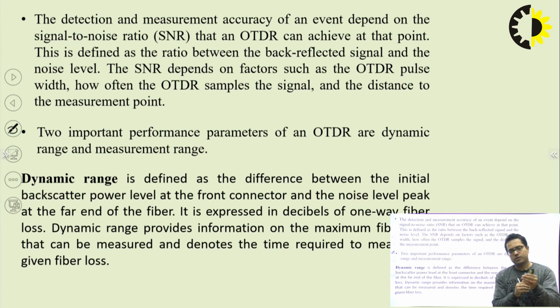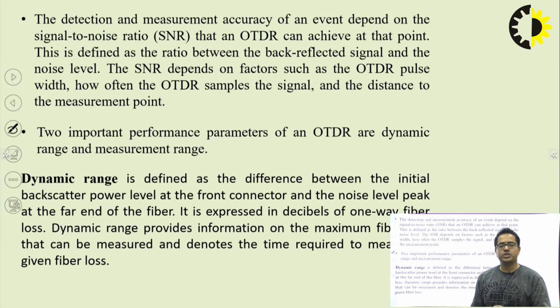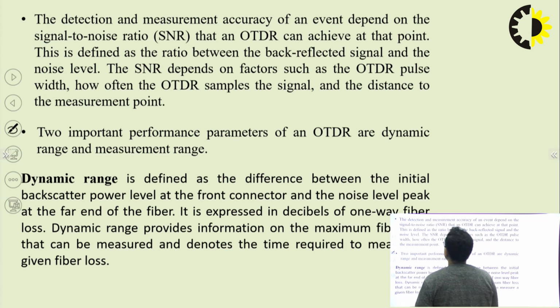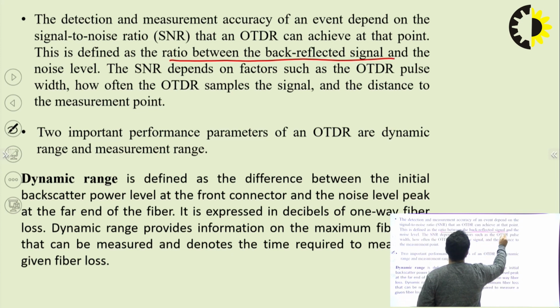So if the strength of the signal is much higher than the strength of the noise which is superimposed on it, then obviously you can separate out the noise and the signal from each other, and you can recover back the information content present in that signal. So that is the thing, and this is defined as the ratio between the back reflected signal and the noise level.